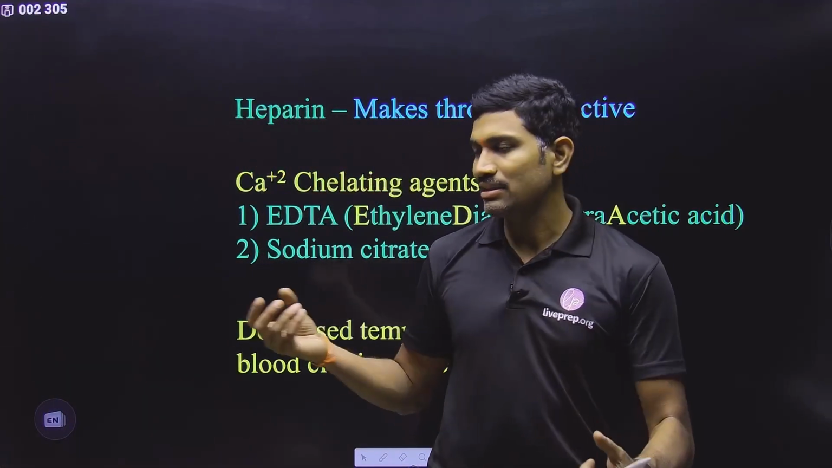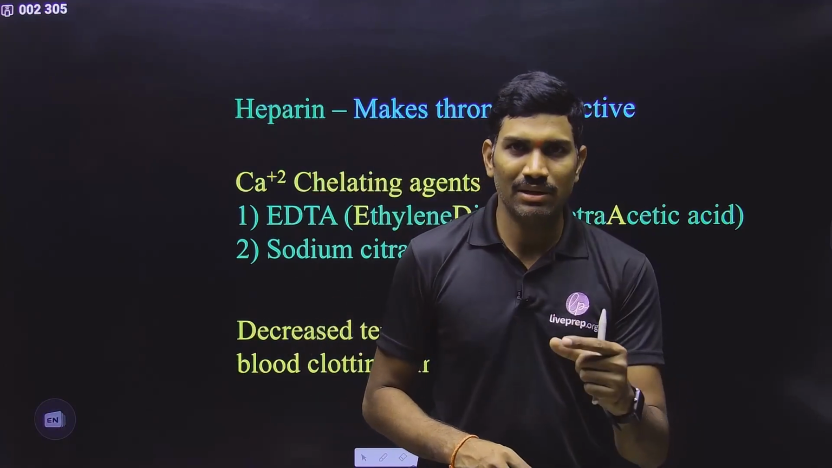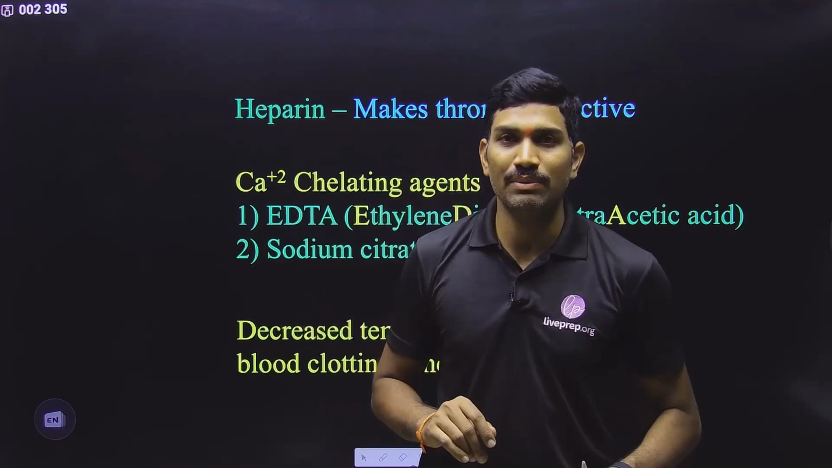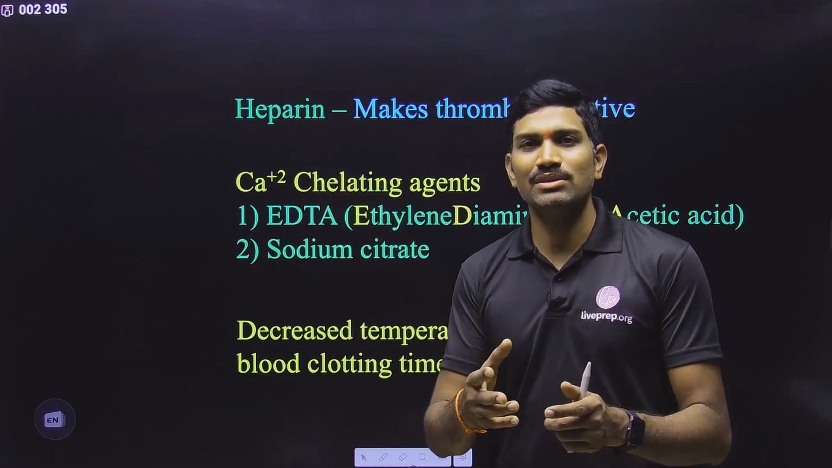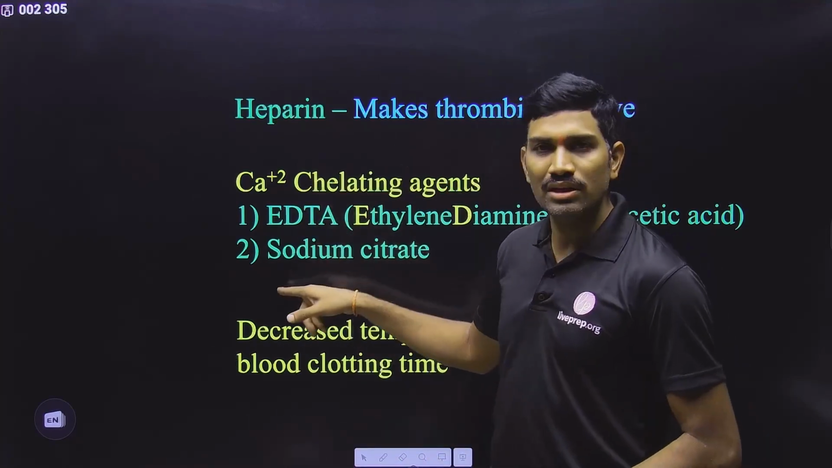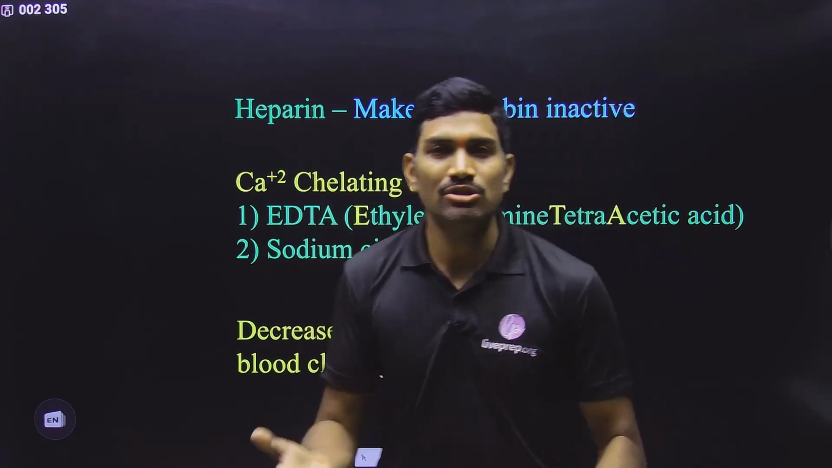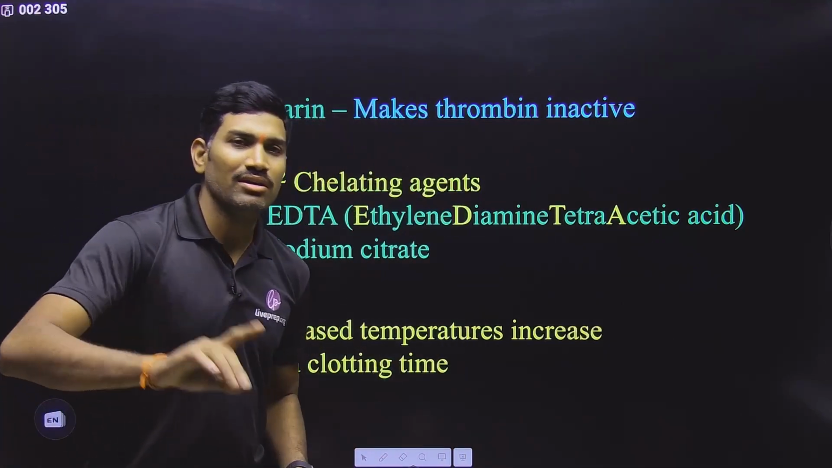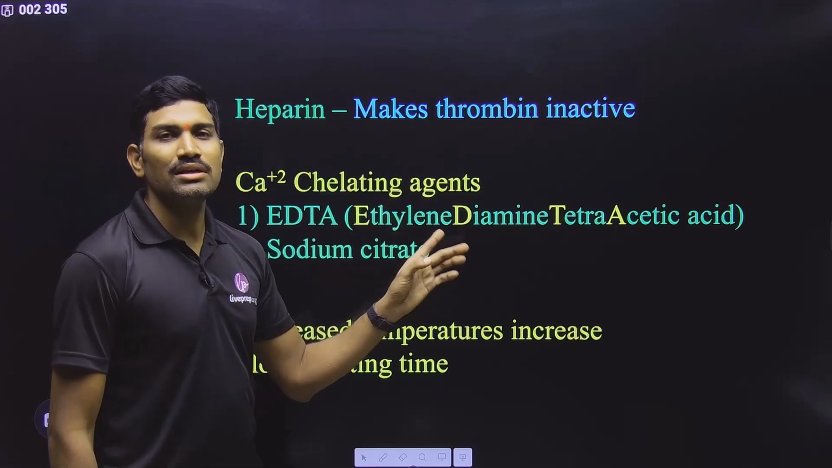Suppose you are adding these agents to the blood, what happens? Suppose you have freshly collected the blood from an individual, and then you add this particular one and mix properly. Now these will bind with calcium. So whatever calcium is in the blood, that entire calcium is attached to these only. Now calcium is not free for the reactions. If calcium is not present, reactions will not occur. So blood will not coagulate. This is the important point. So in this way also we can stop the blood clotting.